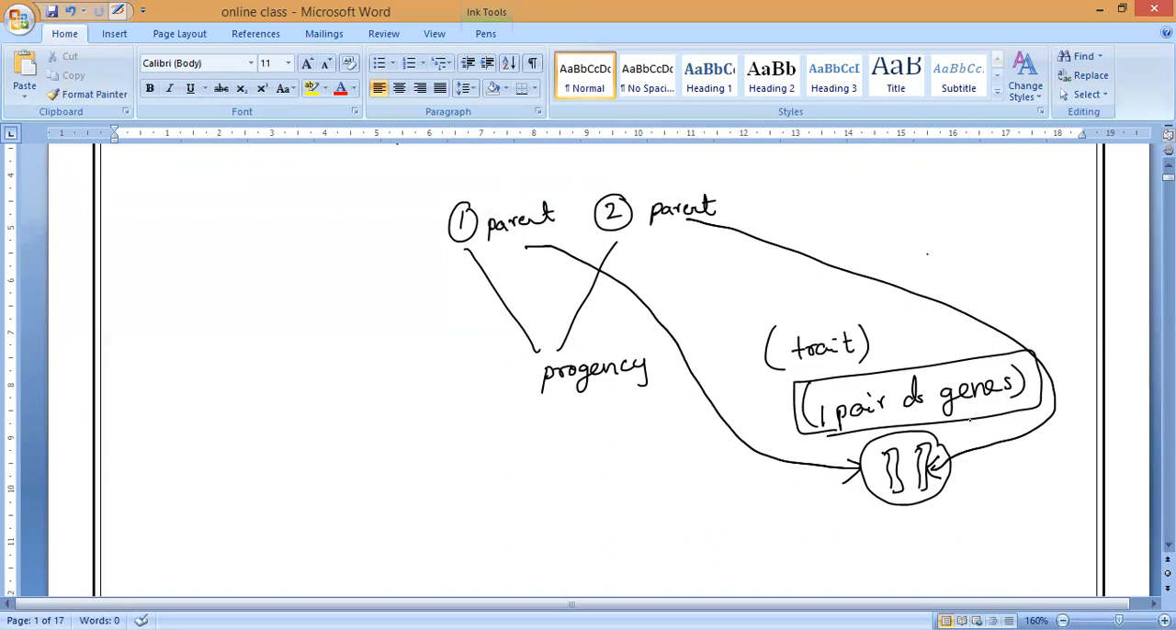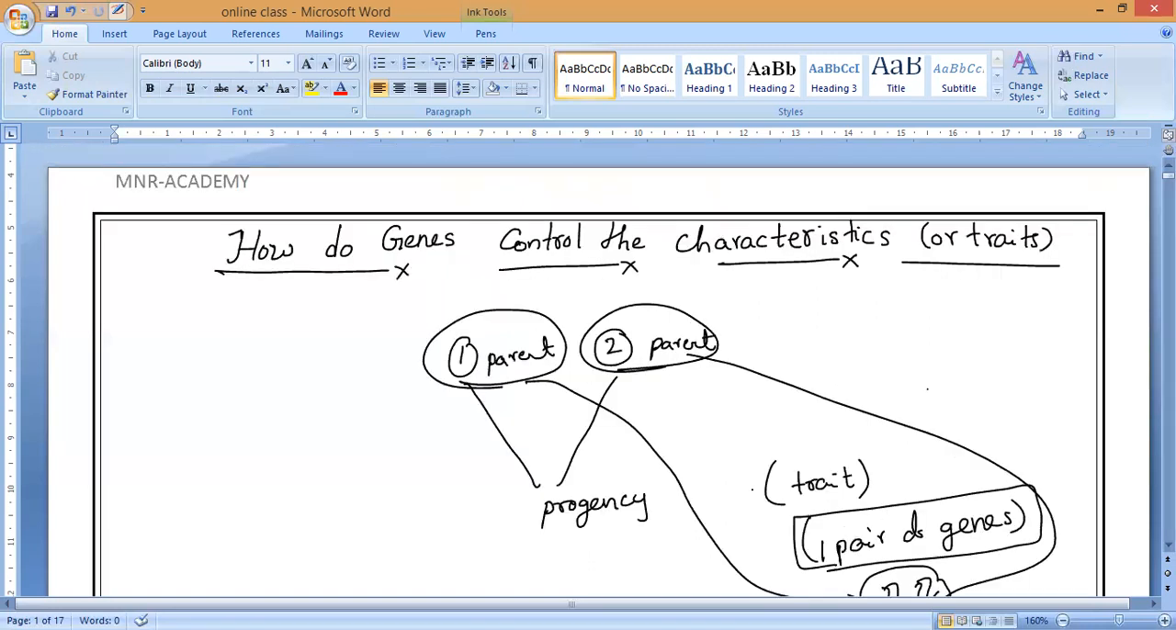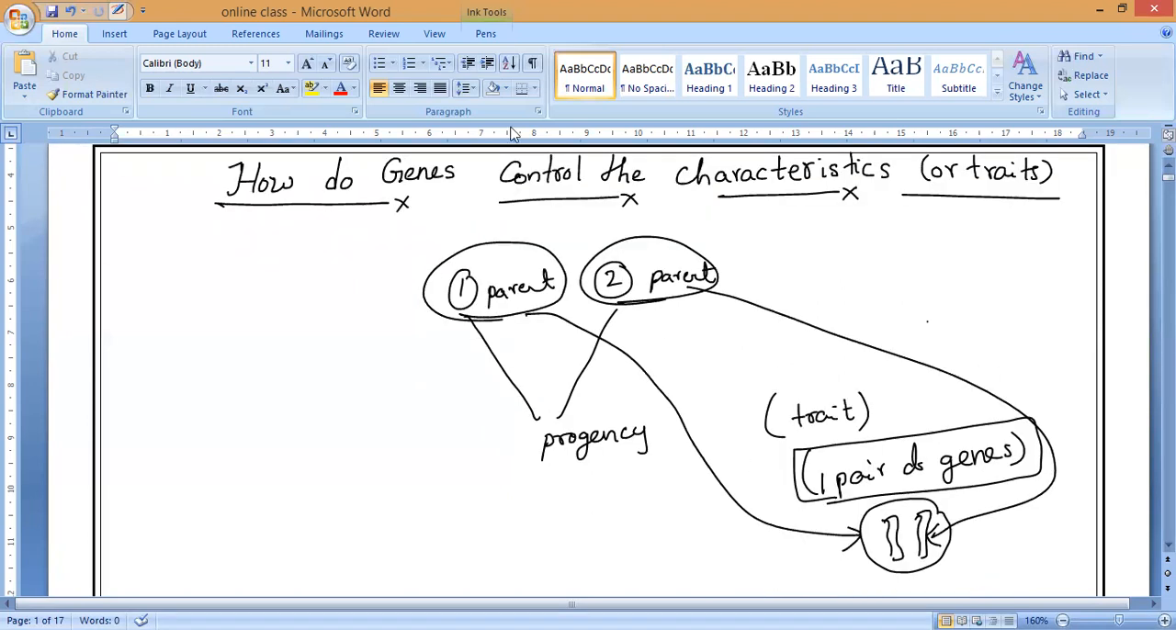Yes, please respond. In today's class, we'll see how the genes coming from both the parents control the characteristics. That is what we will study with examples today. As we know, both the parents donate a single gene during sexual reproduction, and they play a key role in deciding the characteristics of a progeny or offspring. Now, how do these genes control the characteristics or traits?